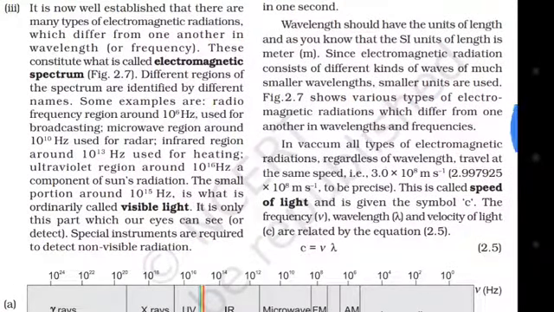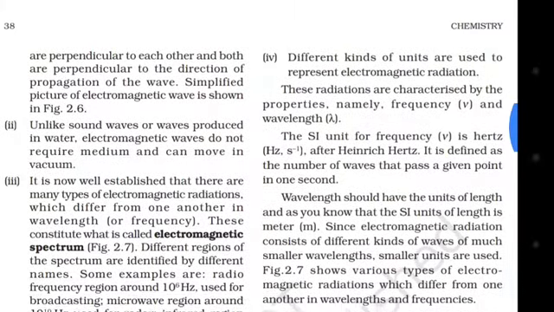Fourth, different regions of the spectrum are identified by different names. Some examples are the radio frequency region around 10 to the power 6 Hz used for broadcasting, the microwave region around 10 to the power 10 Hz used for radar, the infrared region around 10 to the power 13 Hz used for heating, and the ultraviolet region around 10 to the power 16 Hz, a component of the sun's radiation. The small portion around 10 to the power 15 Hz is what is ordinarily called visible light. It is only this part which our eyes can see or detect. Special instruments are required to detect non-visible radiation.